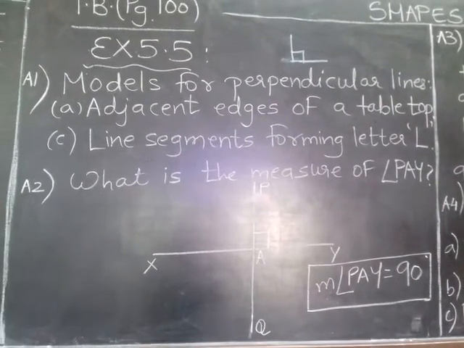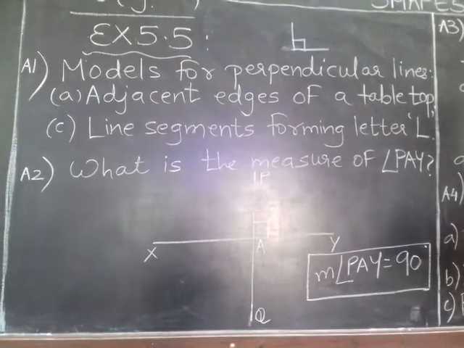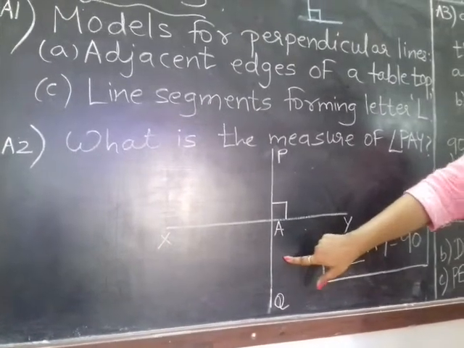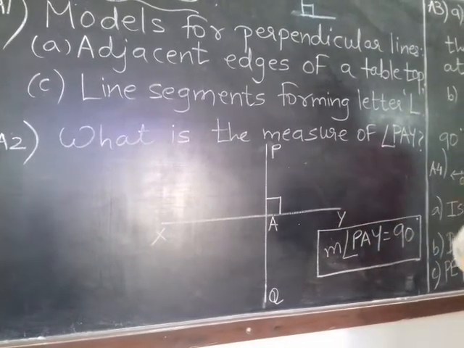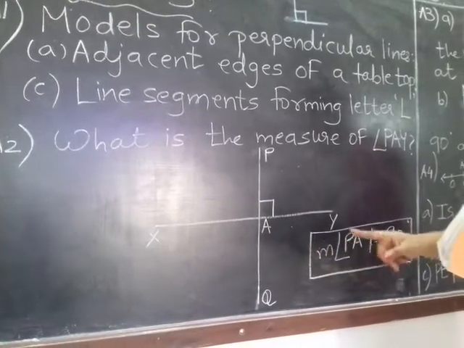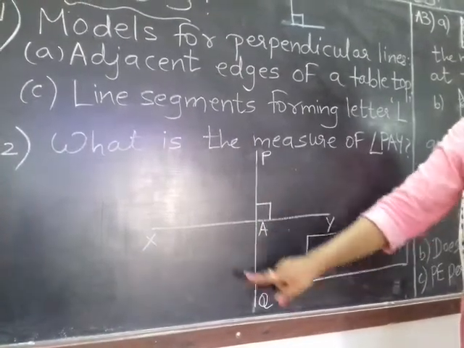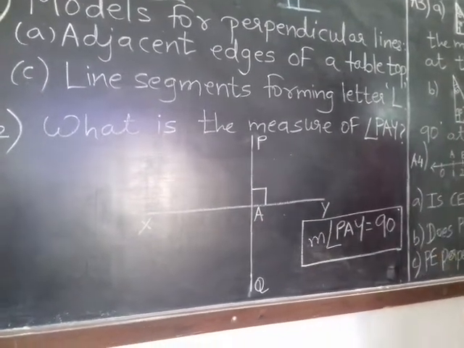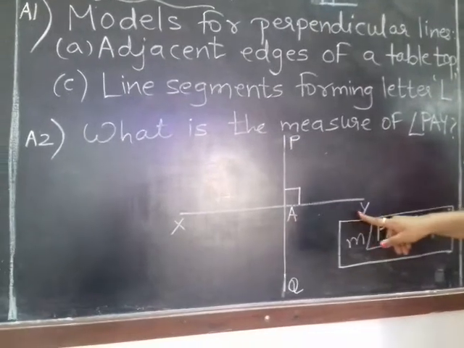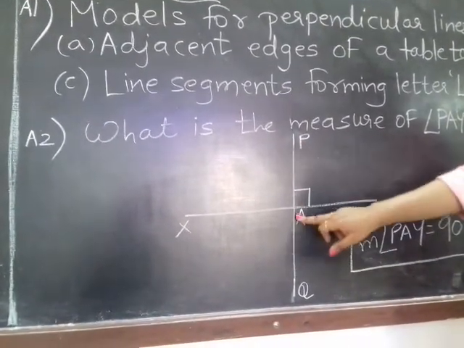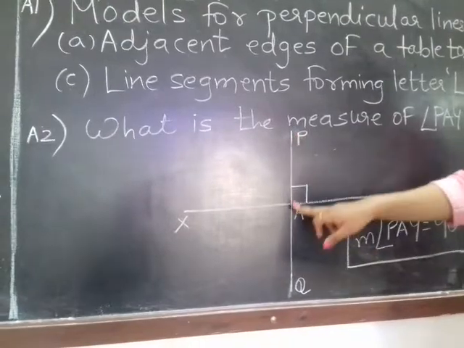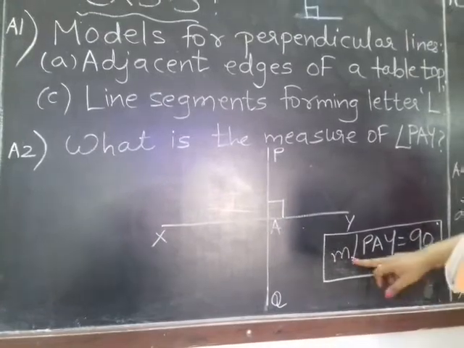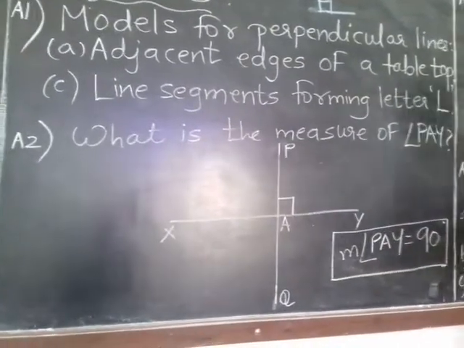Moving on to question number 2. Let PQ be the line segment perpendicular to the line segment XY. Let line segments PQ and XY intersect at point A. What is the measure of angle PAY? Definitely, if they are perpendicular to each other, the angle formed will be 90 degrees or a right angle. So measure of angle PAY is equal to 90 degrees.